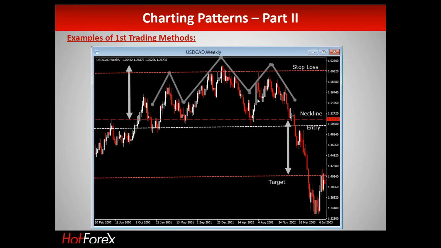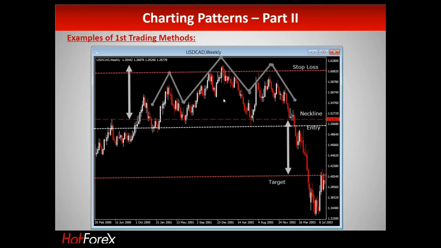So above the latest shoulder, if that helps you further. I didn't set it above the head. I set it above the right shoulder. It's the way of the head and shoulders trading method. And the target is again at the same distance from the head and the neckline.